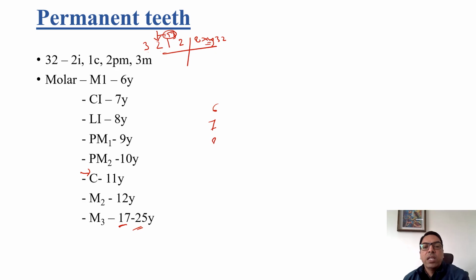6th, 7th, 8th, 9th, 10th, 11, 12, and then 17 to 25. 11 is important because this is the canine appearing, and the rest all from here: the first molar, central incisor, lateral incisor, first premolar, second premolar, canine at 11, then second molar and last molar.